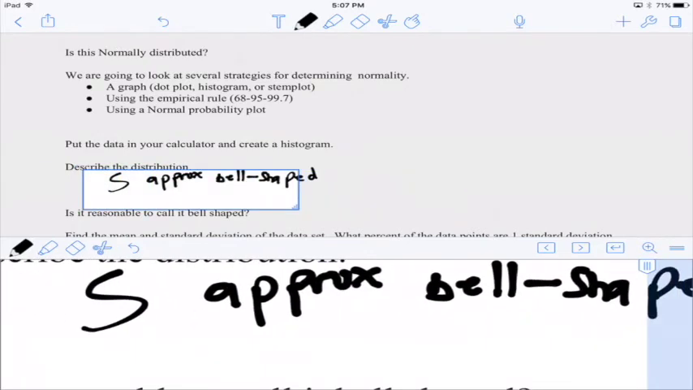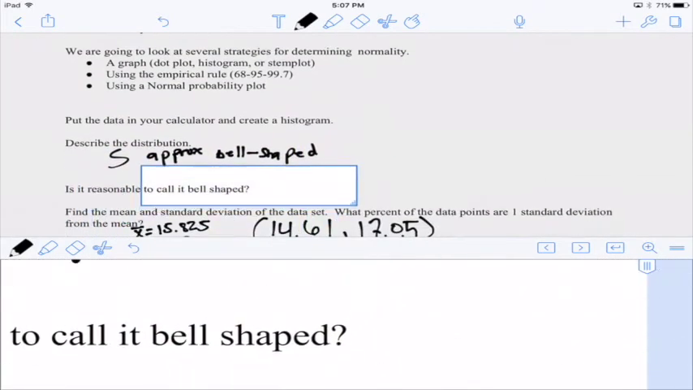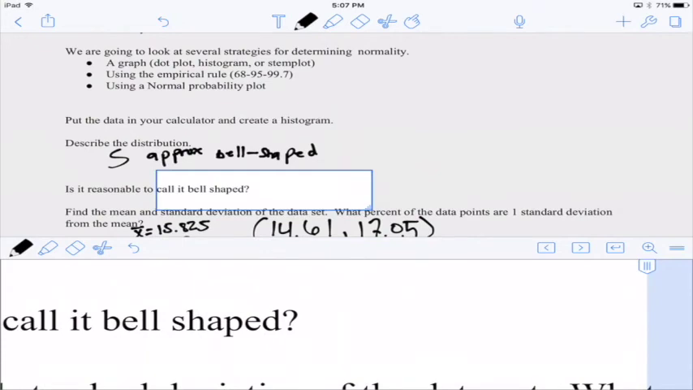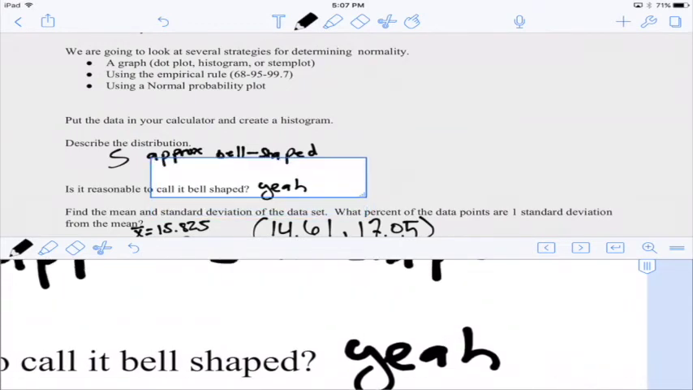Okay, we could talk about the outliers, center, spread, all that stuff, but I'm just looking for the shape right now. Is it reasonable to call it bell-shaped? Yeah, kinda. Again, this is the first of the very uncertain nature of statistics. Good enough is good enough for statistics, and that's what we're going for. Then we need to find the mean and the standard deviation.